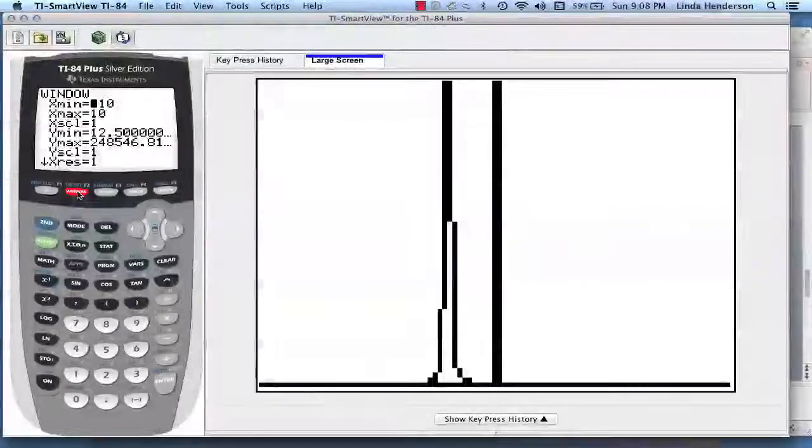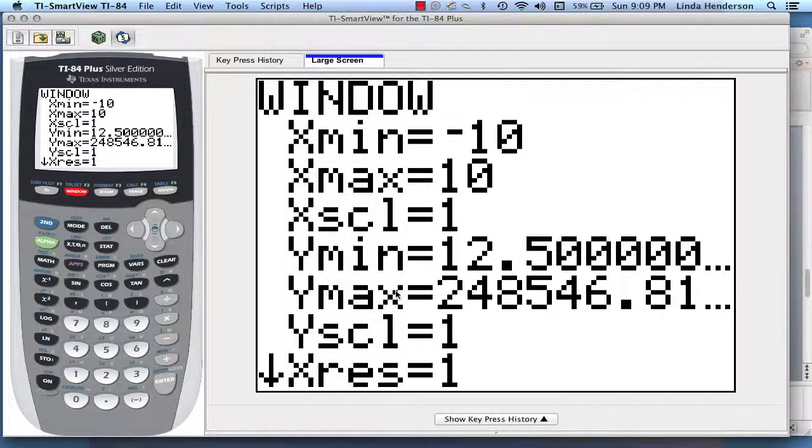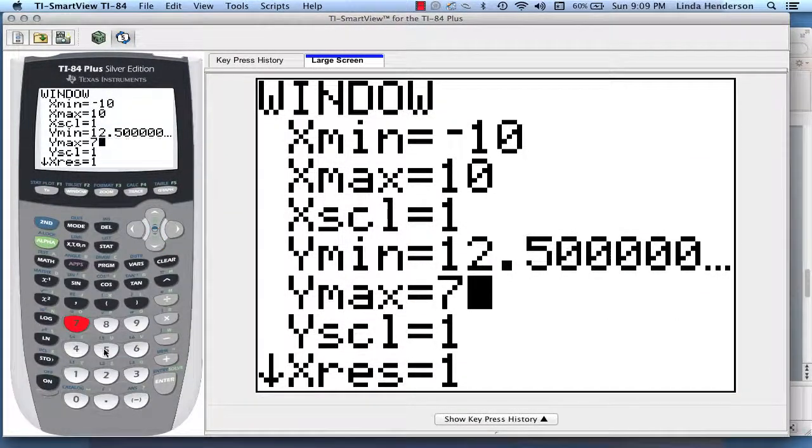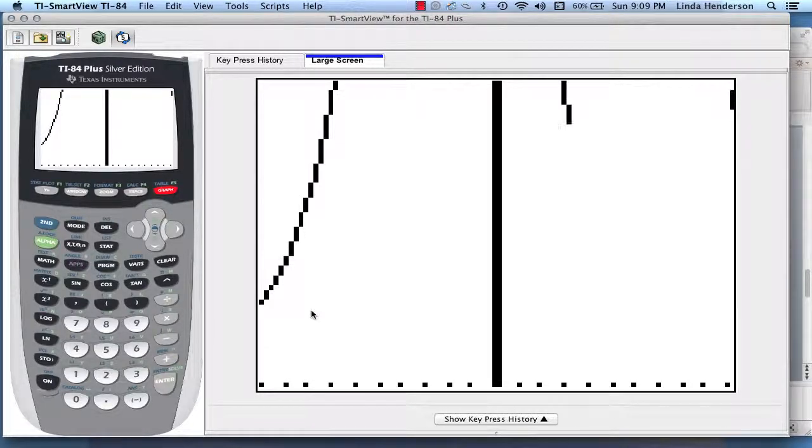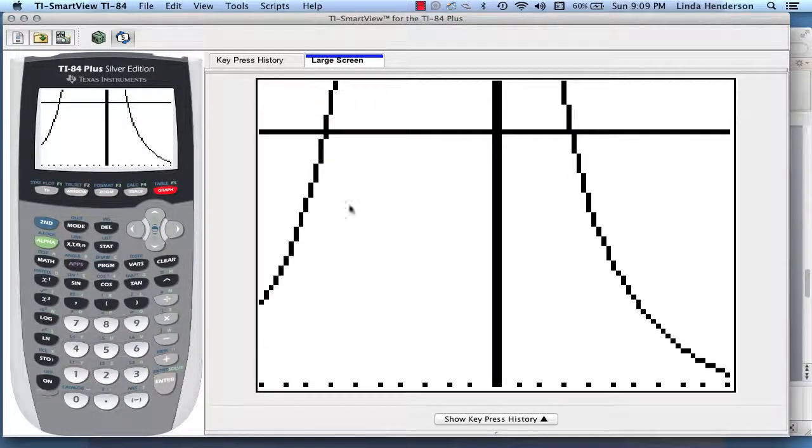So let's check out our window. We might have to play with it a little bit. Yeah, if you take a look at this, our x's might be okay, -10 to 10, but check out the y's. We know we need a horizontal line up as high as 64. This is going up to 248,000, so we probably don't need it to go quite that high. Let's maybe do it up to like 75. And if you want, maybe make this 10 or something like that. And just hit graph, see if that gives us anything better. There you go, that's much better.